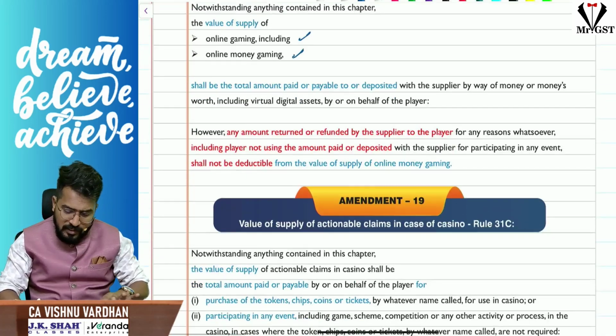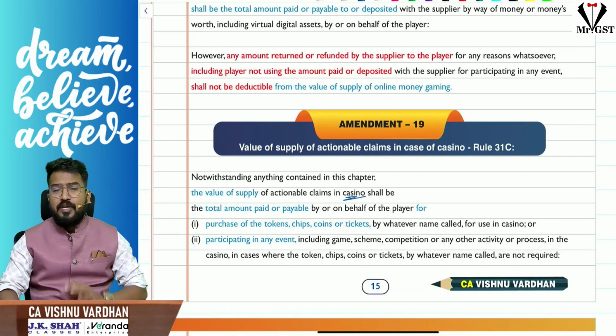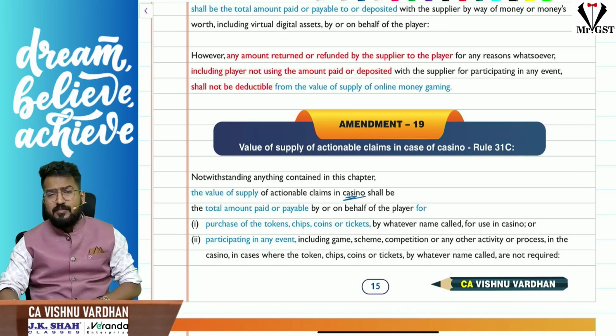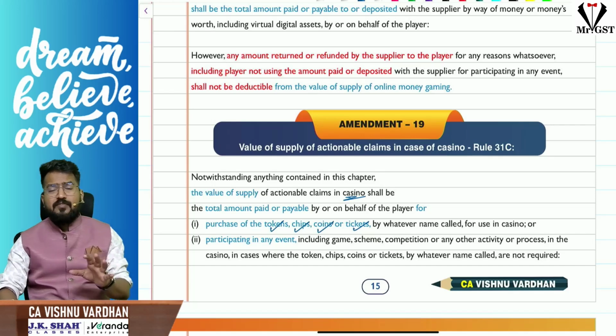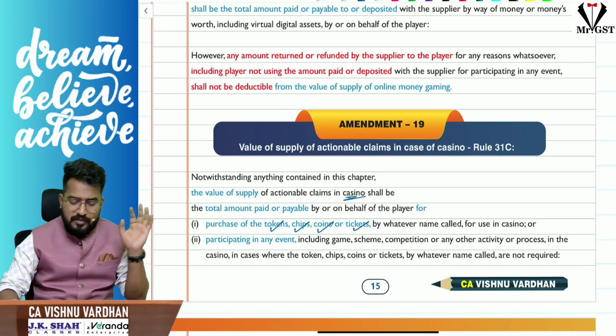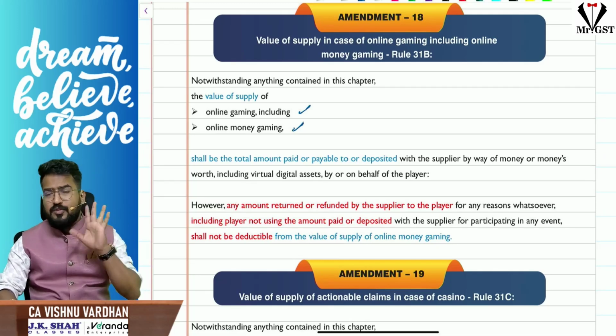And not only that, sir, the same logic, same provisions are applicable even for casinos also. In casinos you might be going and playing various games. For that you might be purchasing some tokens, chips, coins or tickets, all that stuff, right? So for that, what is the value of supply? So I repeat, rule 31B, 31C, different situations, but conceptually both are same.